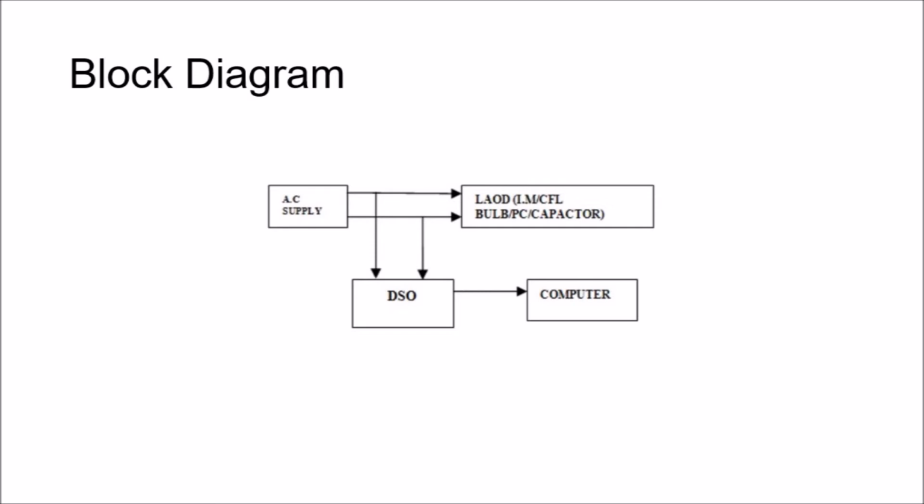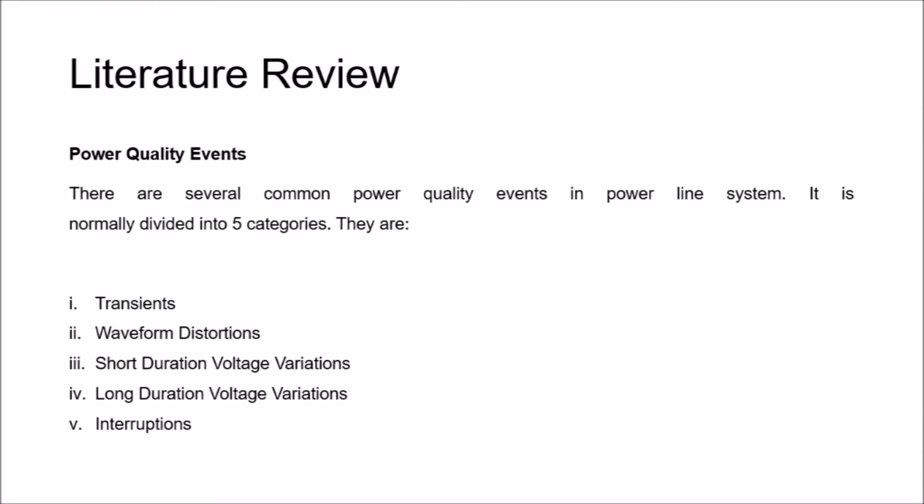And the next slide is for the literature review section. There are several common power quality events in power line systems. It is normally divided into 5 categories. They are transient, waveform distortions, short duration voltage variation, long duration voltage variations, and interruptions.